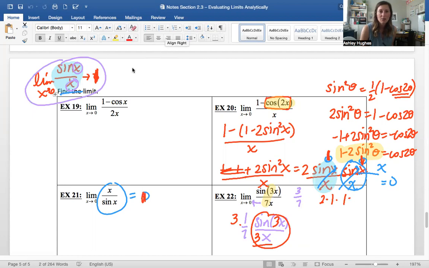Sorry, guys. I had a brain fart there. Sine x over x is 1. Sorry, my son just copied me.